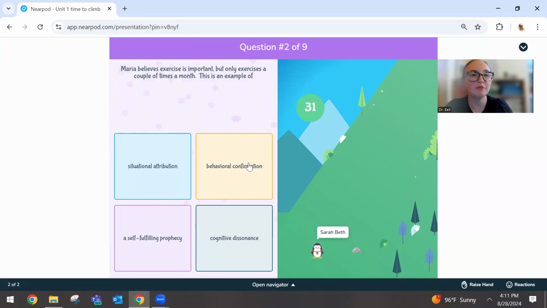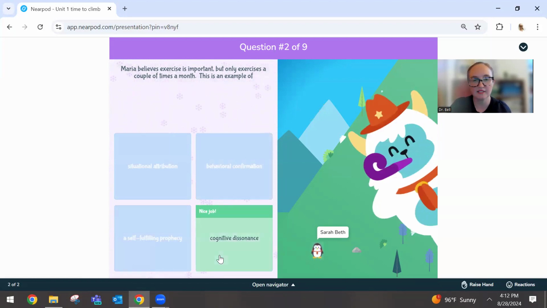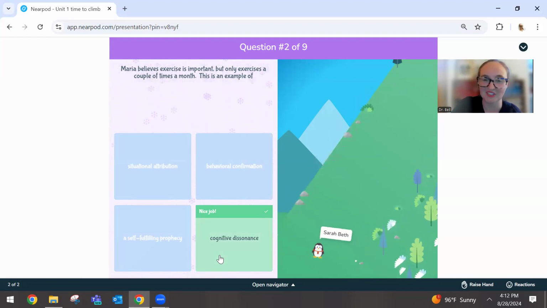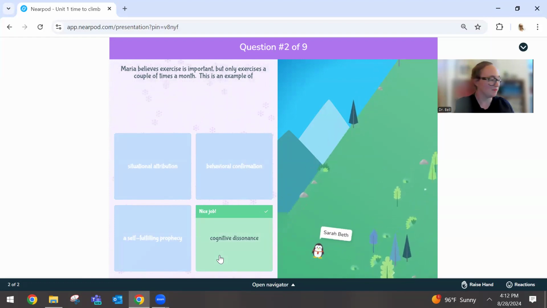This says Maria believes exercise is important, but she only exercises a couple times a month. This is an example of situational attribution, behavioral confirmation, a self-fulfilling prophecy, or cognitive dissonance. And the answer is cognitive dissonance. If you get it wrong, it doesn't make you fall down the mountain. You just stay there. So let's see.